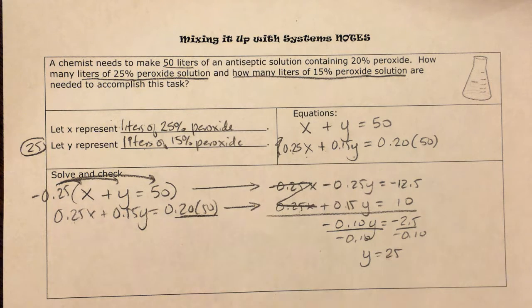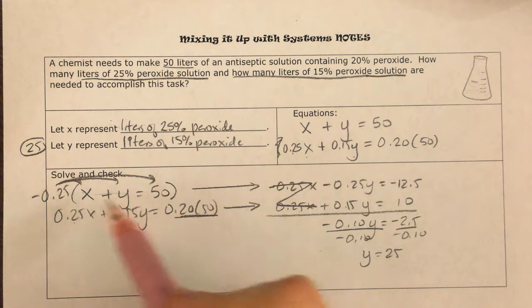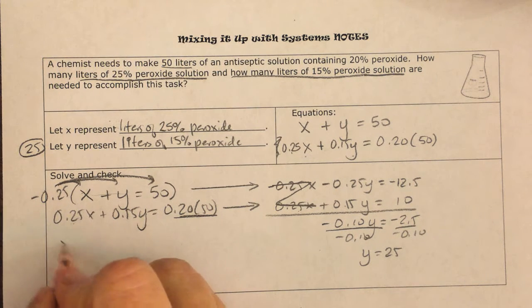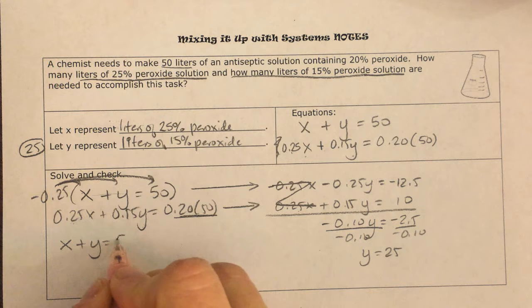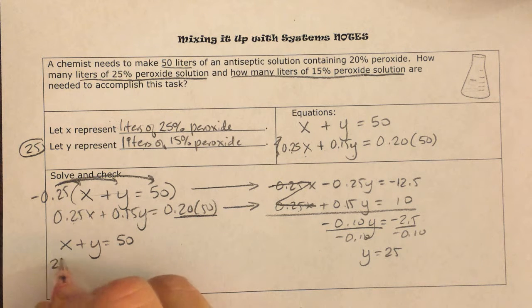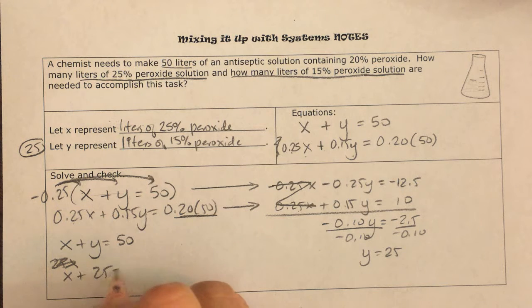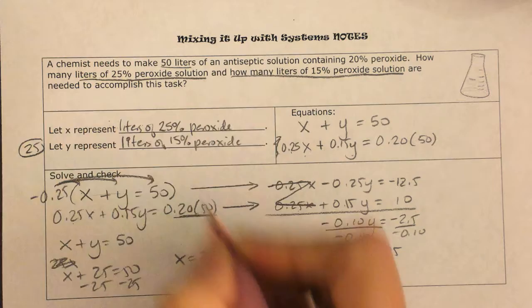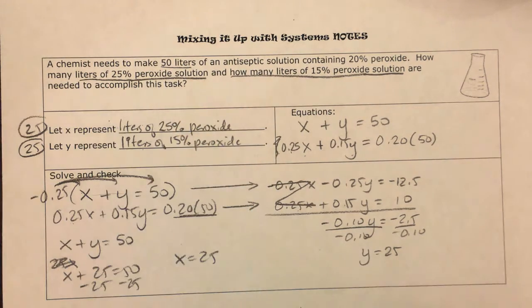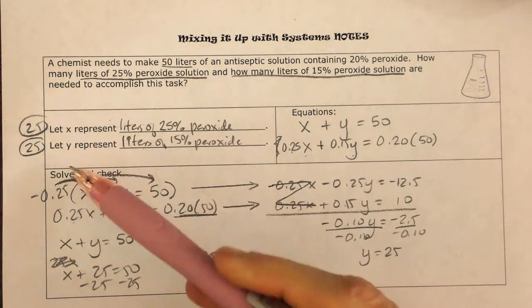Now what do I do? Remember, they want to know what both of them are, so I've got to go back and find x. Well, this is a good looking equation right here. x plus y equals 50. Well, x plus 25 equals 50. x equals 25. Okay, so I think I need 25 liters of each.